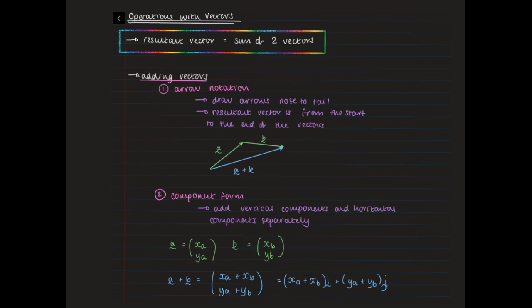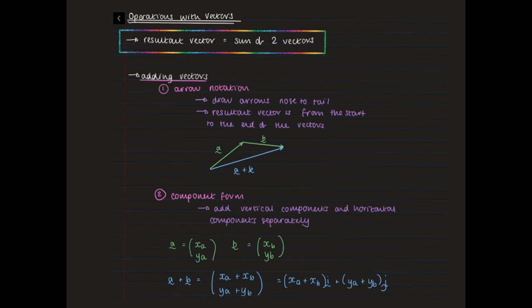So this is the second lesson on vectors, and today you're going to be looking at operations with vectors. So the resultant vector is the sum of two vectors, and we can add vectors together using different methods depending on the notation of our vectors.